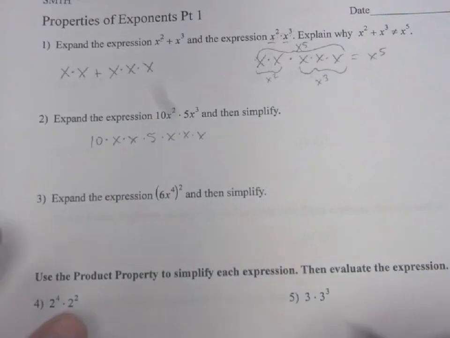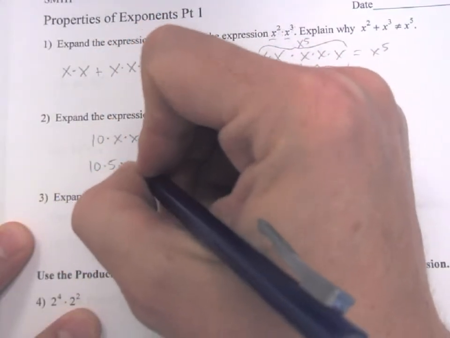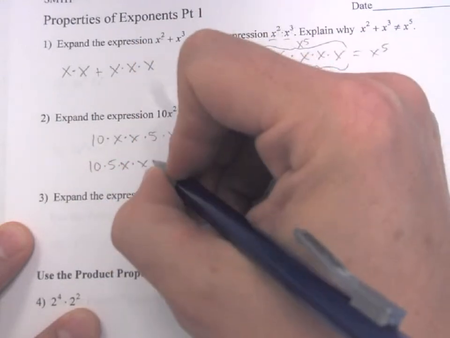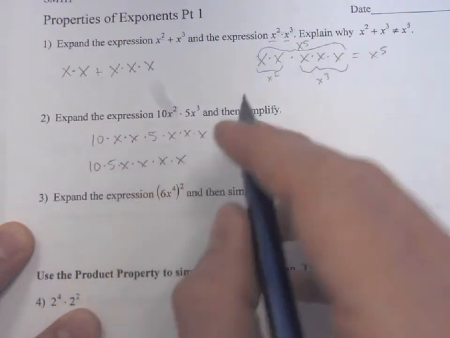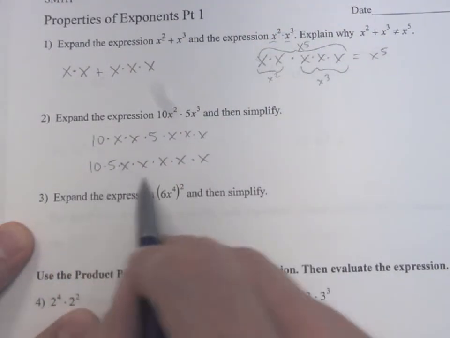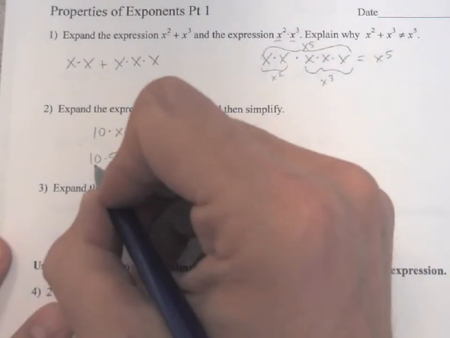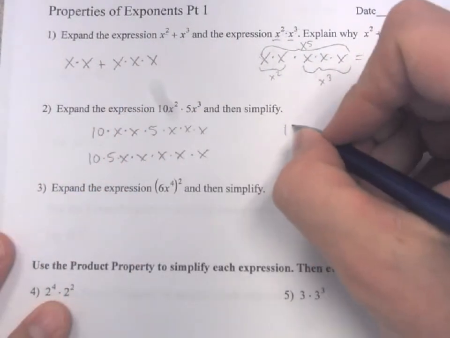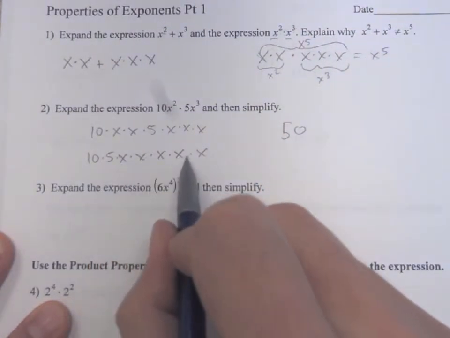Remember that the commutative property of multiplication says that we can rearrange the terms and we'll still have the same result. 1, 2, 3, 4. So we got 1, 2, 3, 4. We're supposed to have 5 x's. Okay, so I have the 10 times 5 up front, and then I have the x to the 5th, basically. So here's 50, right? I can do 10 times 5. That's just 50. Okay, and then I have 1, 2, 3, 4, 5 x's.